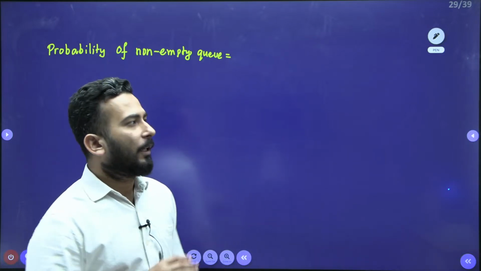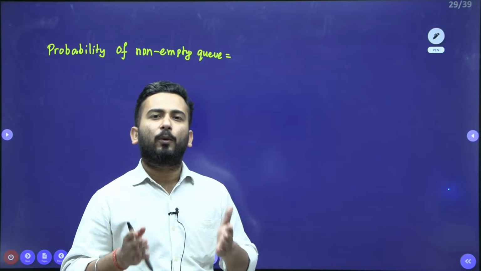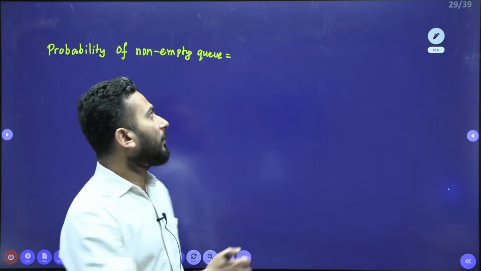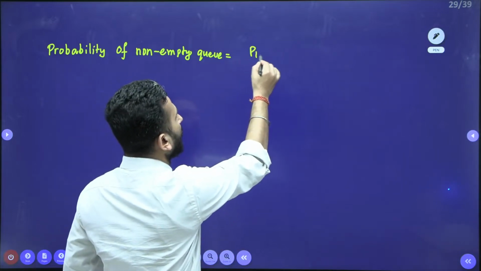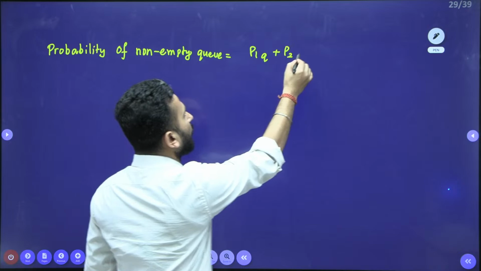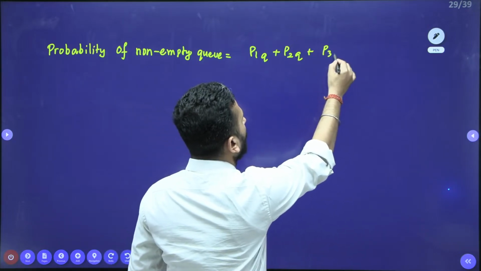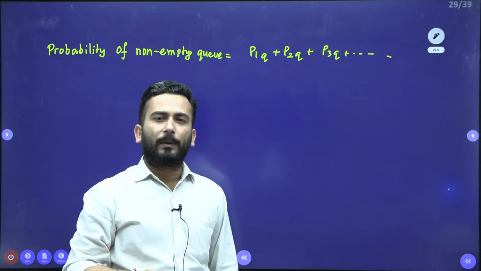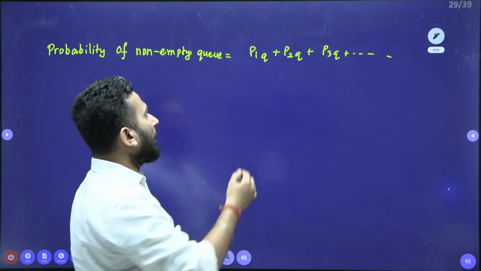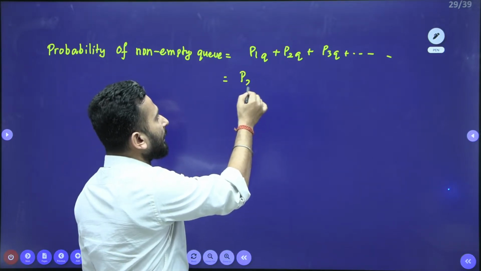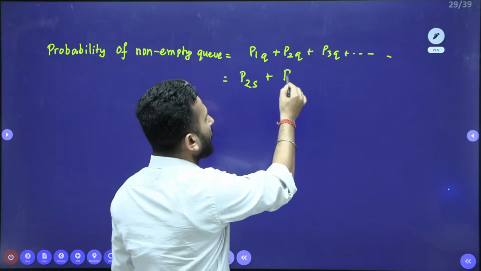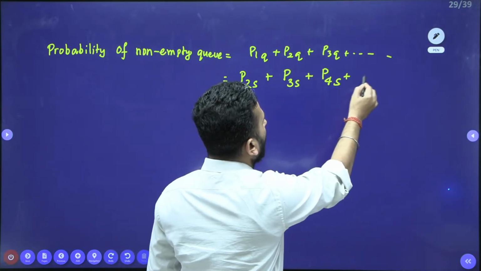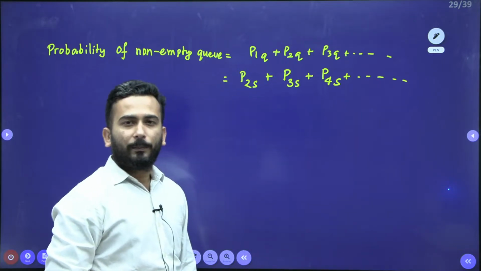I'll tell you. Non-empty queue means what? There will be one person in your queue or 2 persons in your queue or 3 persons in your queue and so on and on. But do I know the formula for persons in queue? No. I know the formula for persons in system. So 1 person in queue means 2 persons in system. 2 in queue means 3 in system. 3 in queue means 4 in system, and so on and on and on. Yes or no?